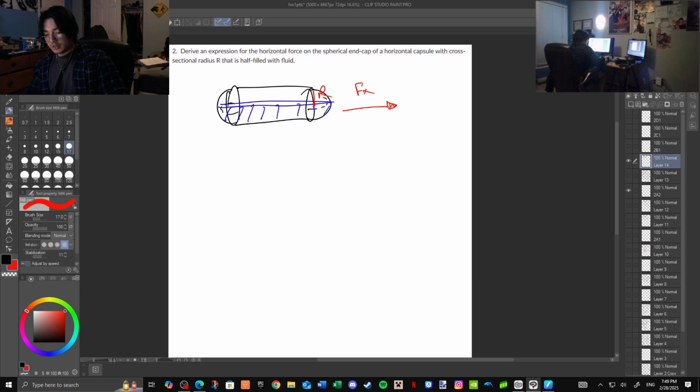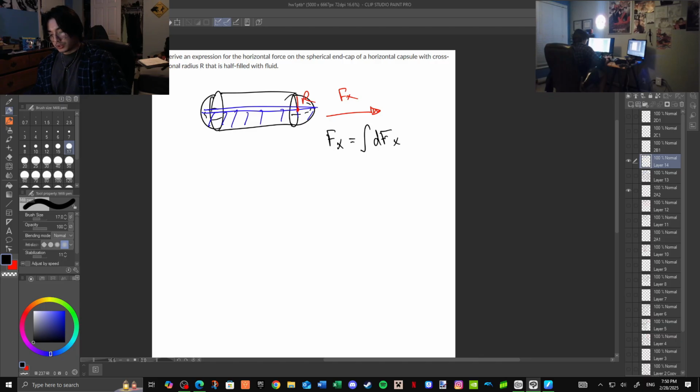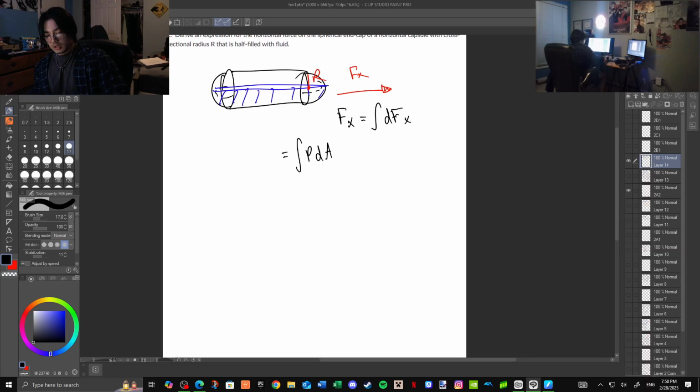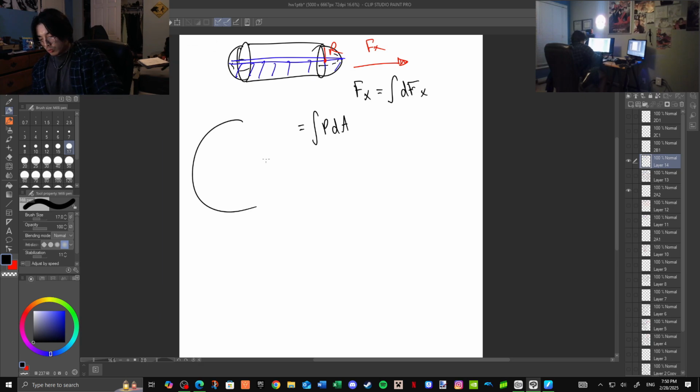So since we're finding the sum of the horizontal forces, we gotta set up an integral. That integral will be F of x is equal to the integral dF of x, right? And since we're trying to find the forces pushing against the cell wall, instead of dF of x, we're going to be using the pressure times the area. And the area in this case will be changing depending on where we're taking the depth.